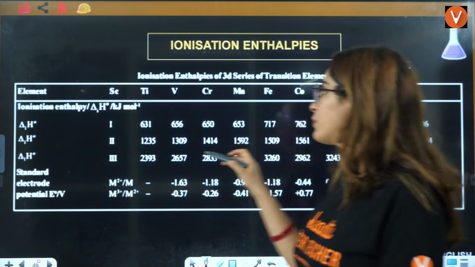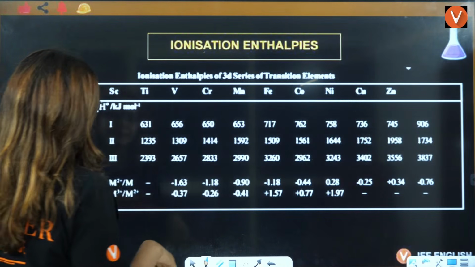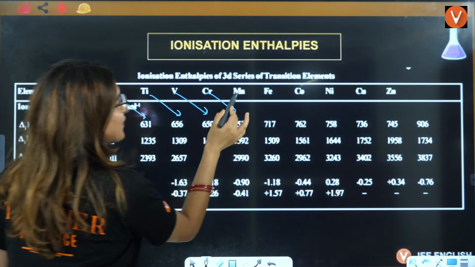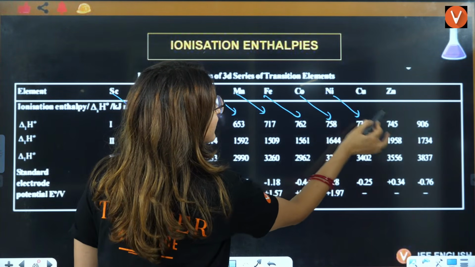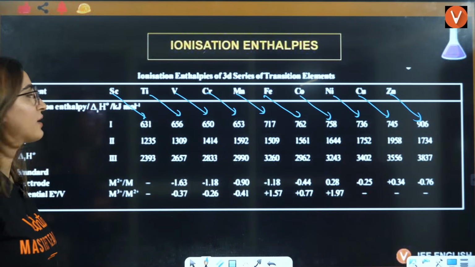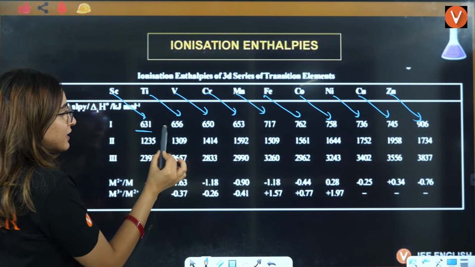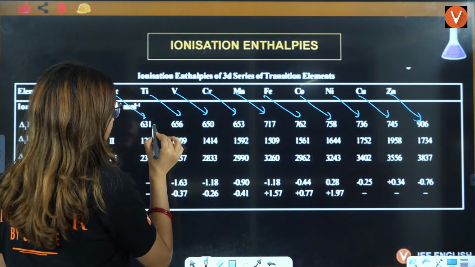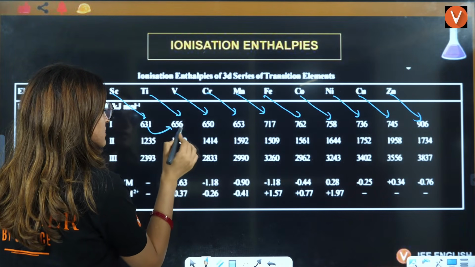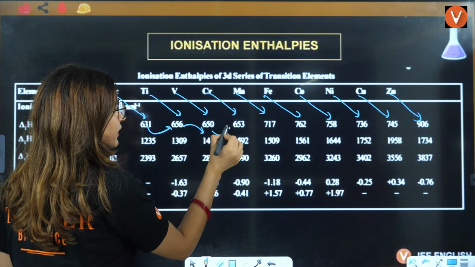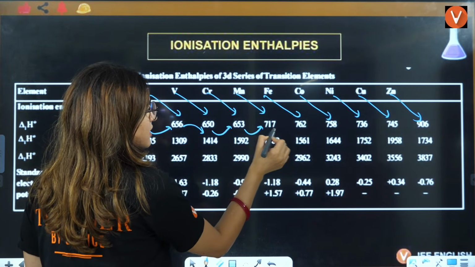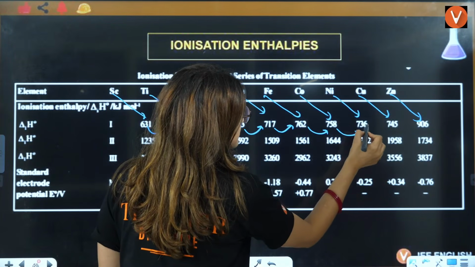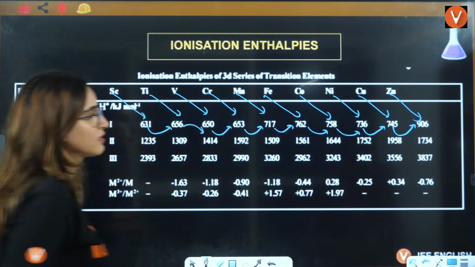Now ionization enthalpy, you can see this here, right? The table is a little bit tilted. So as you can see, it increases, it decreases. I'll just write it here. It increases, then it decreases, then it increases, then it increases, then it increases, then it decreases, it decreases, it increases, it increases. Okay?